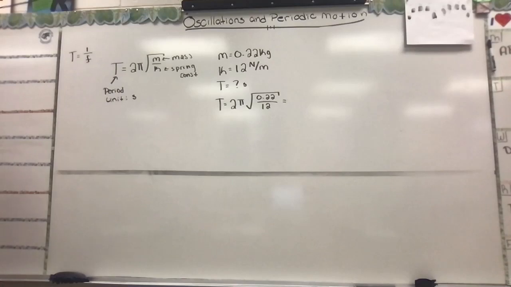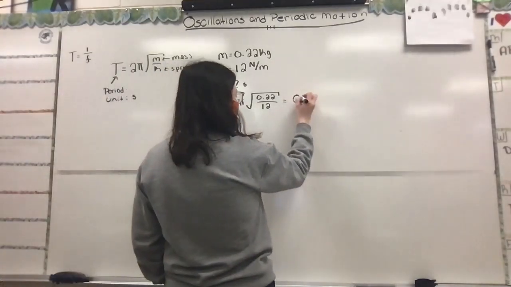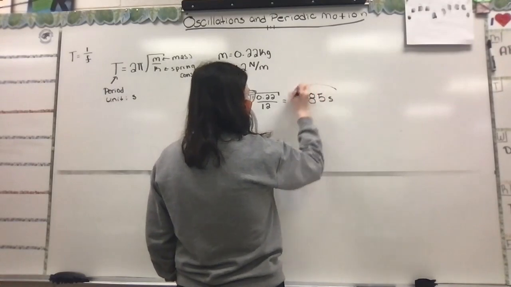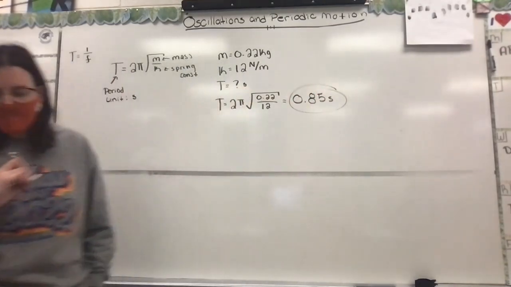0.85. Who agrees with Rose? 0.85. What are the units? Seconds. Perfect.